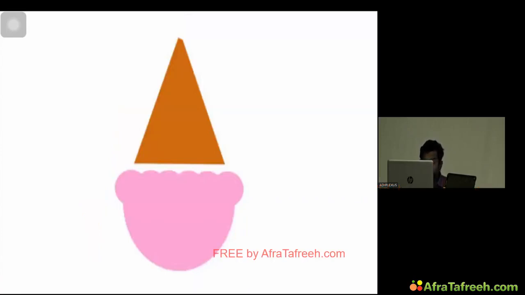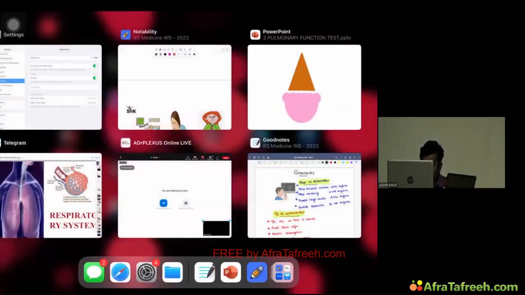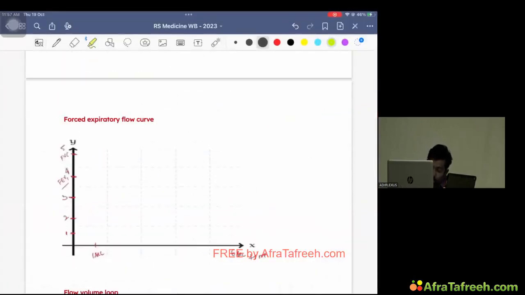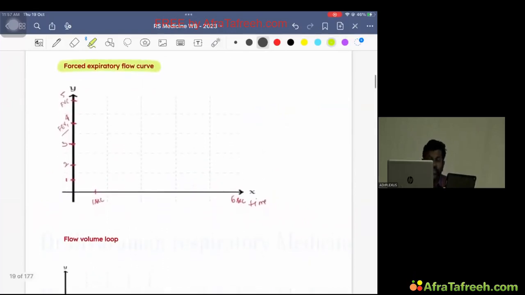Here we have two types of graphs. The first one is called the expiratory flow volume curve, where the x-axis is time and the y-axis is volume.